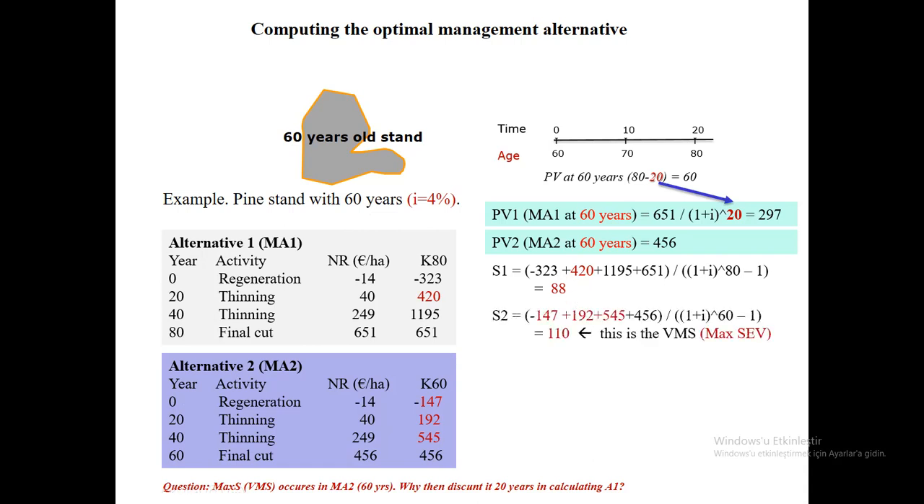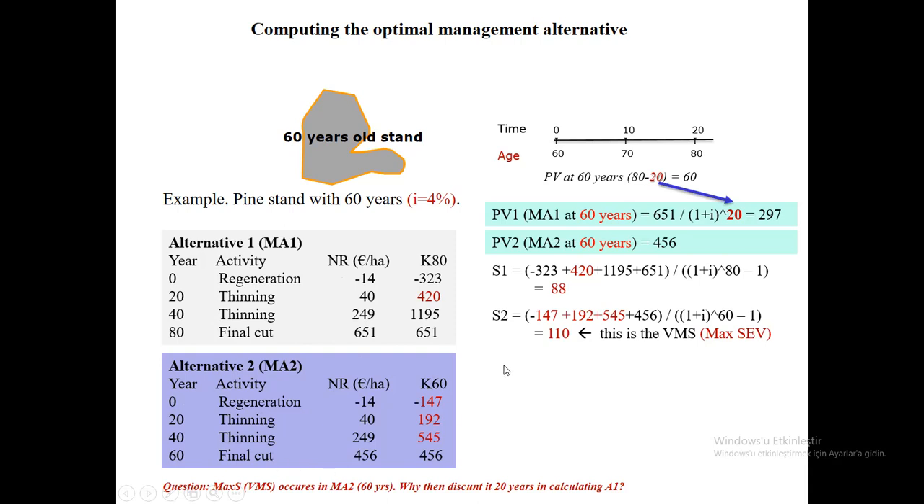For option 2, similarly, the future value of regeneration is 147. Because at the age of 60 right now, not 80 over here, you can see almost the same set of silviculture operations providing the same revenue or cost, but the first one goes over 80 years, the second option goes over 60 years.